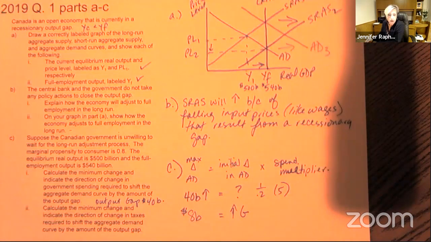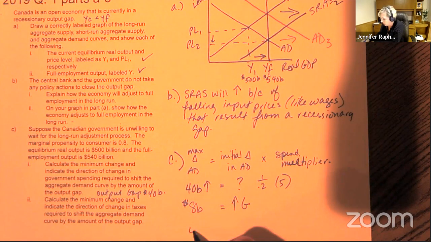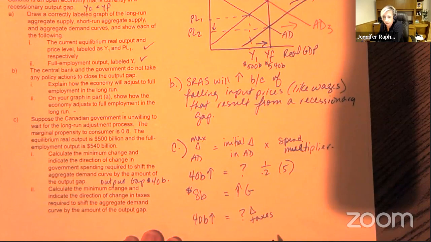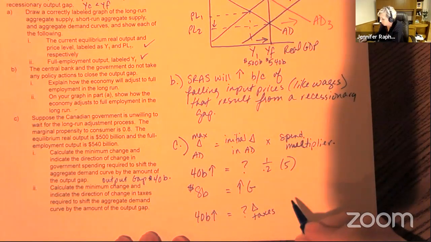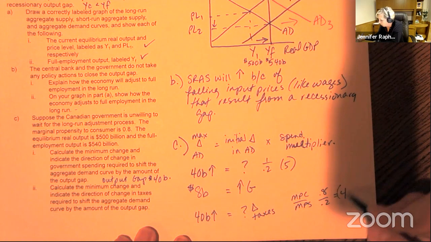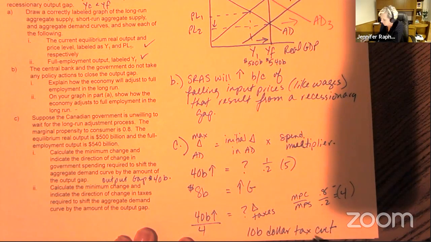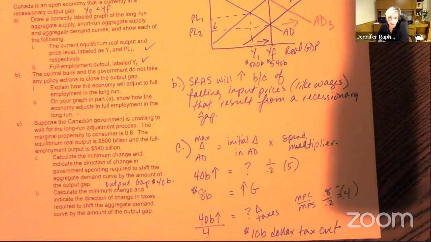The next part of the question says to calculate the minimum change and indicate the direction of a change in taxes required to shift the aggregate demand curve by the amount of the output gap. The output gap is still $40 billion, so we still want a $40 billion increase at the end of the day. So how much do we have to change taxes by? We divide by the tax multiplier, and the tax multiplier is always 1 less than the spending multiplier. The tax multiplier is MPC over MPS, which is 0.8 over 0.2, equals 4. Remember we move in opposite directions, so we divide by 4, and we see that we want a $10 billion tax cut. We'd want to decrease taxes by $10 billion in order to stimulate spending to close a $40 billion output gap.